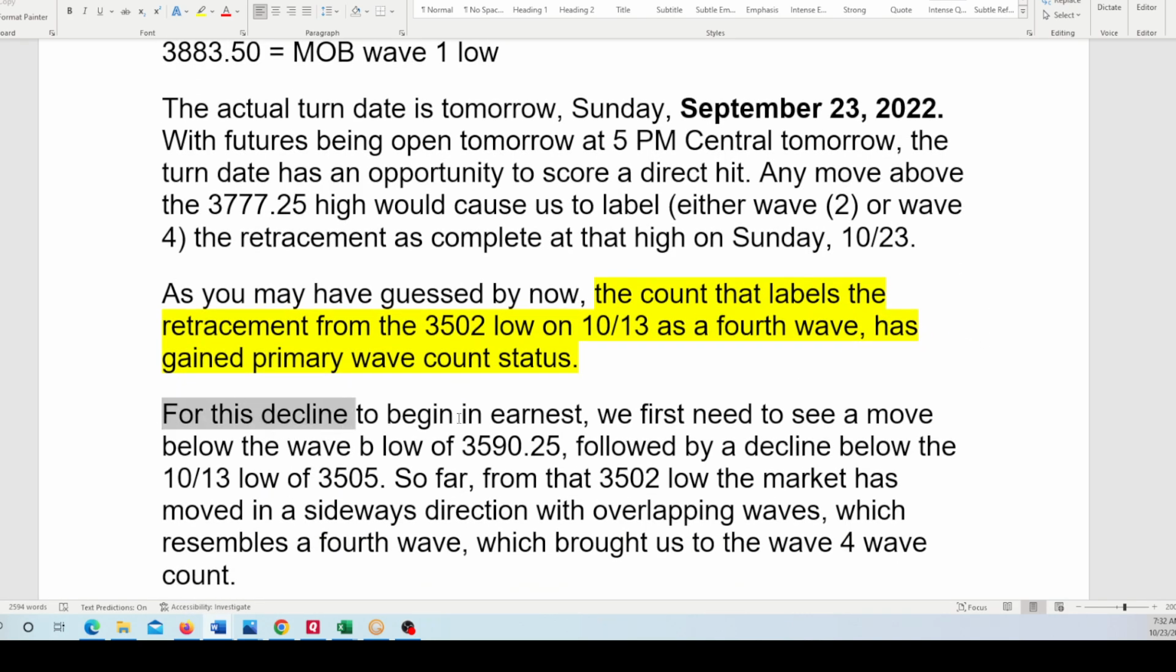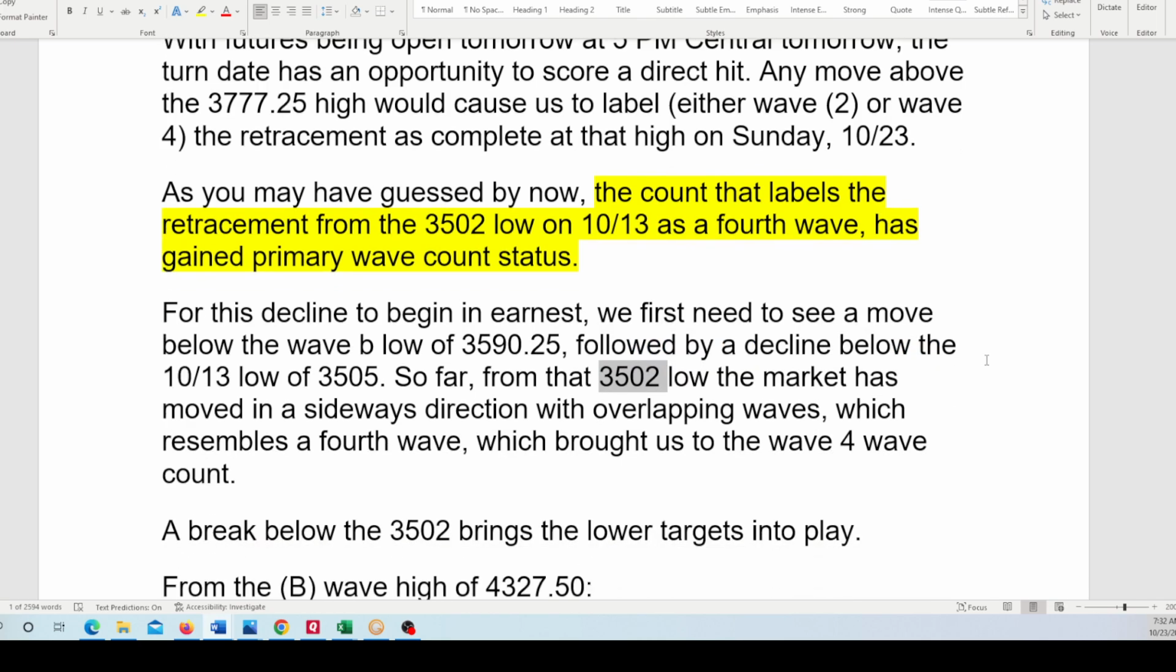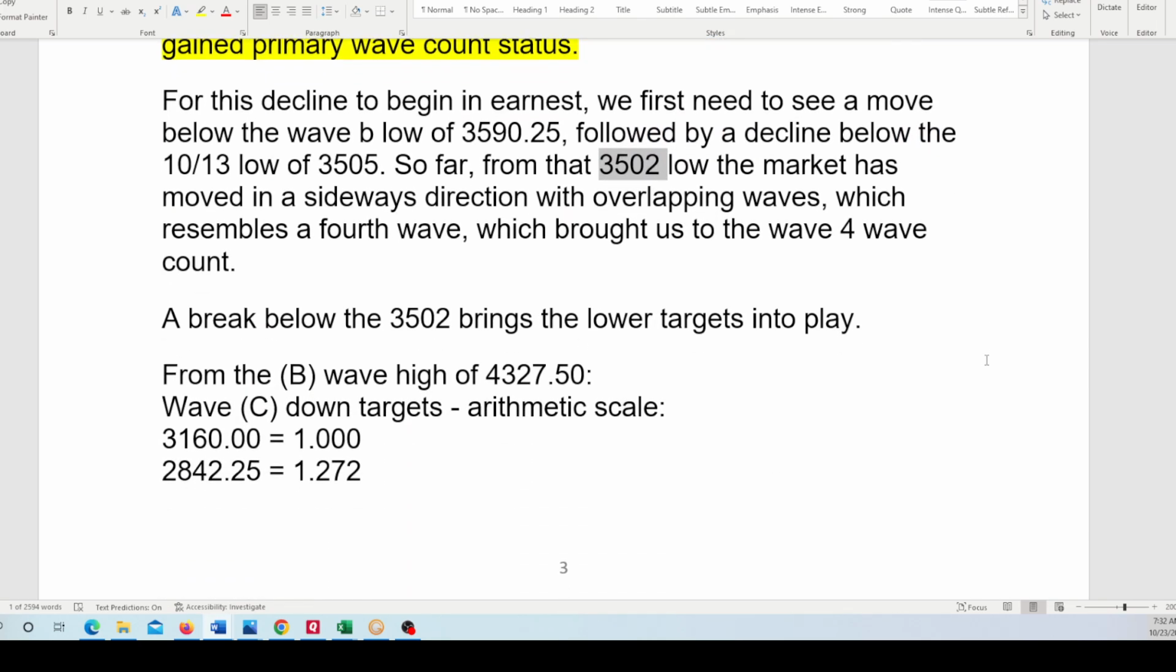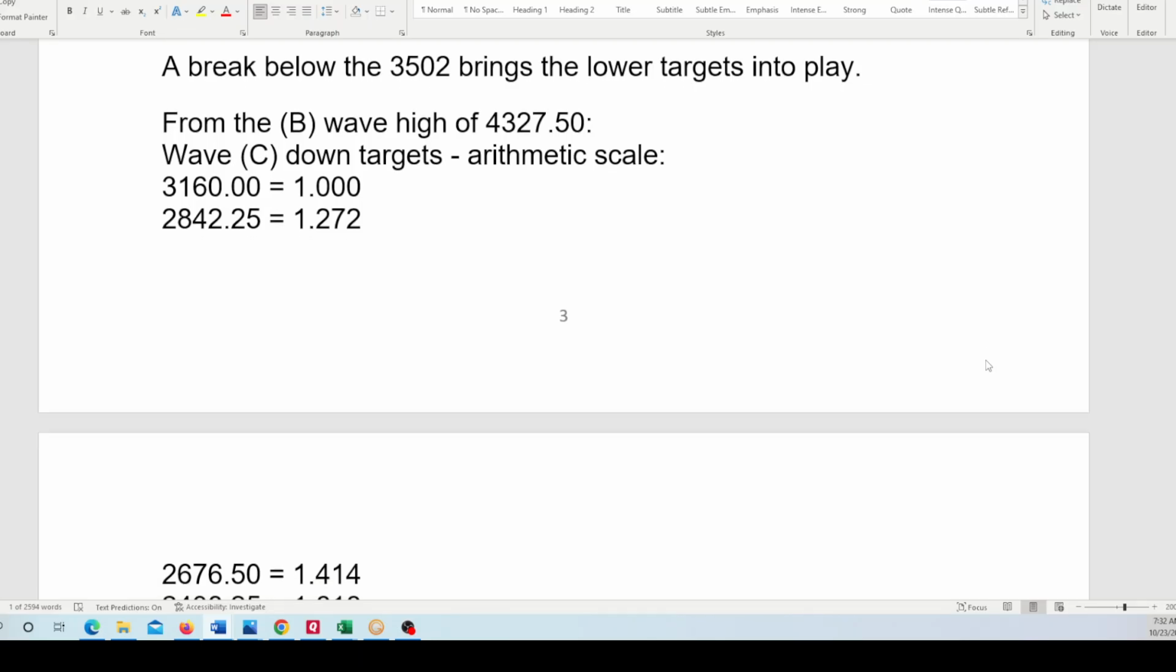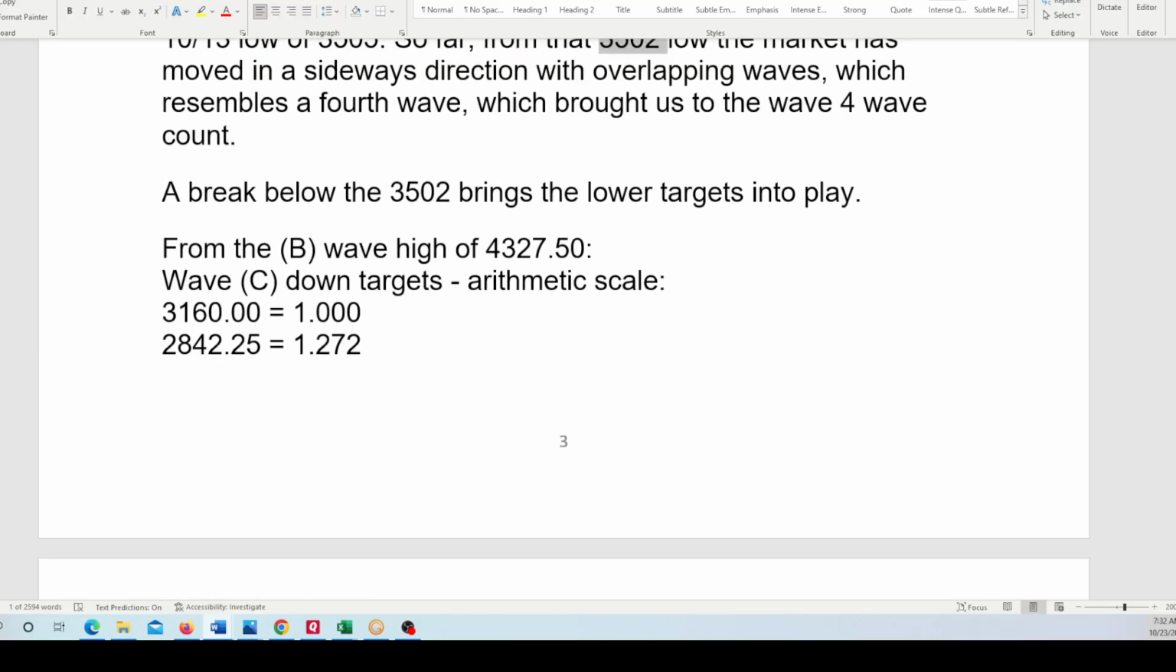But for this decline to begin in earnest, we need to see a move below that 35.90 wave low, followed by a decline below the 35.02. I think that might be a typo there. Yeah, 35.02 right there. Okay, so we will see where that goes, and there's our C wave targets there. Okay, let me get back to that. I'm going to get to those picks here real quick.